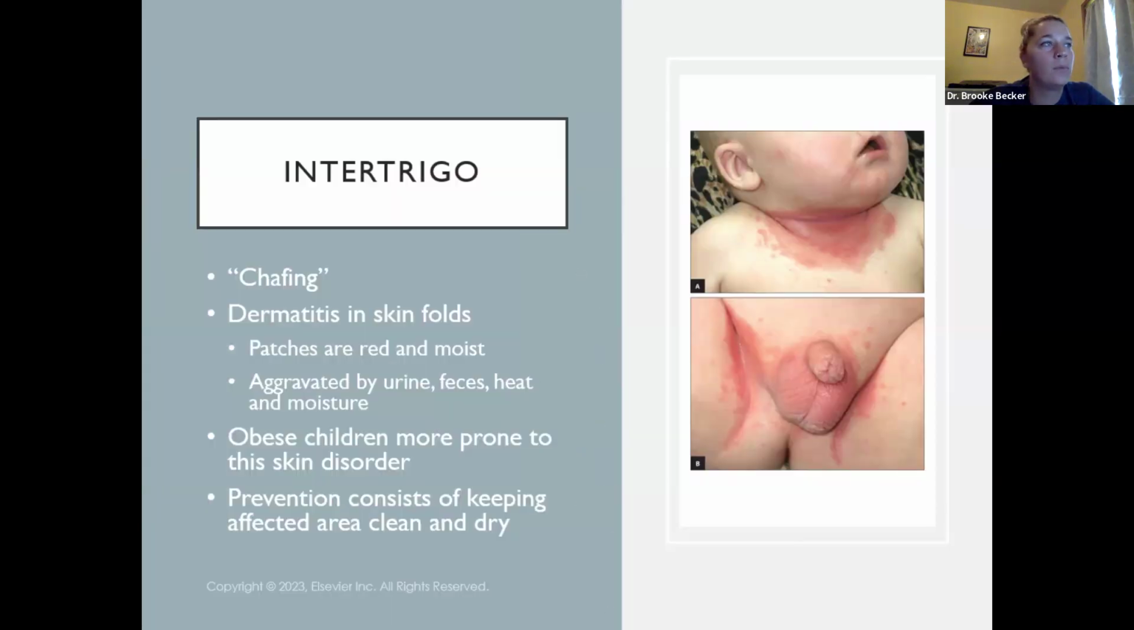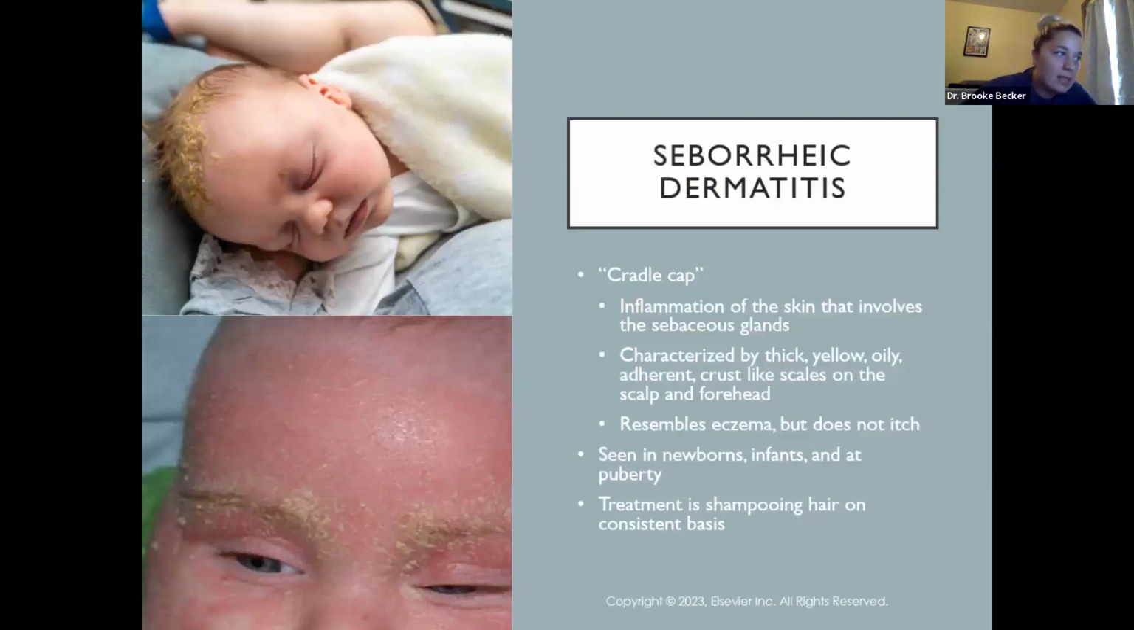Okay. All right, seborrheic dermatitis. So this is cradle cap. Okay, and so that's the inflammation of the sebaceous glands. You're going to get that thick, yellow, oily crust scales. Okay, most commonly on the scalp and the forehead, hairline, but it can be on ears, like back behind ears as well. Okay. Frequently in newborns and infants. It can also happen at puberty.